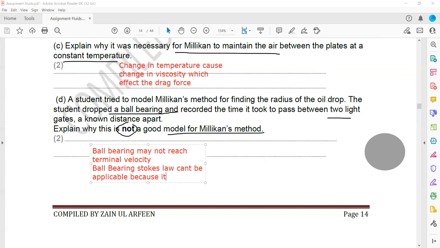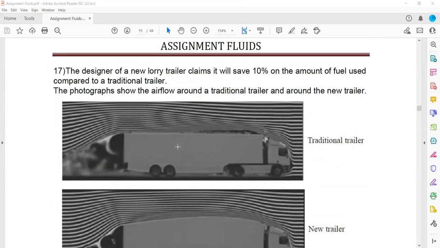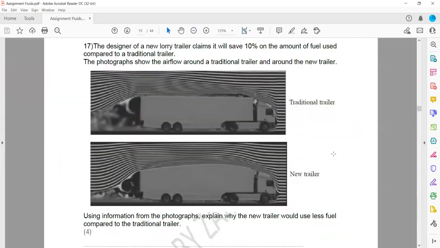because it has turbulent flow of air or fluid around it. So around the ball bearing, the flow of the air will be turbulent, but according to Stokes' law, the fluid flow around the object when it is moving should be laminar. And the fluid flow remains laminar when the object is moving at a slower speed.